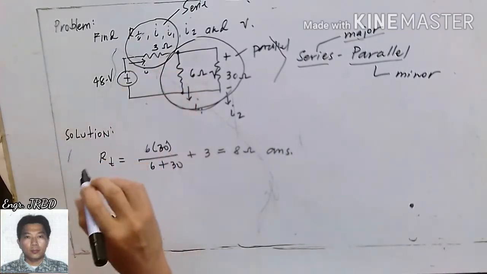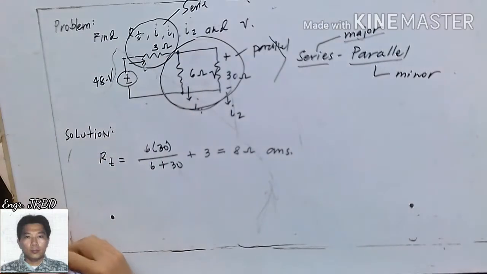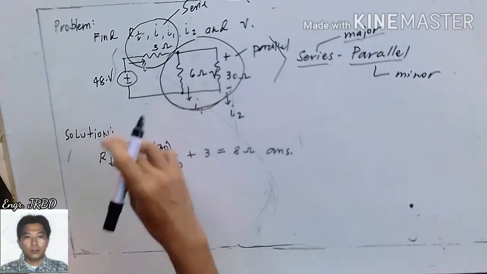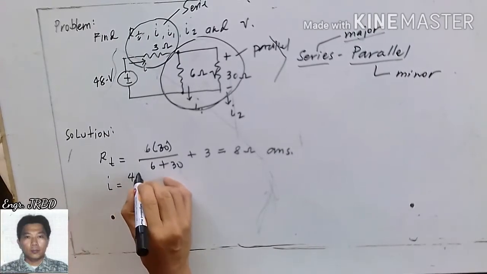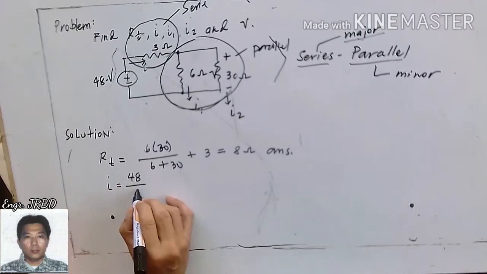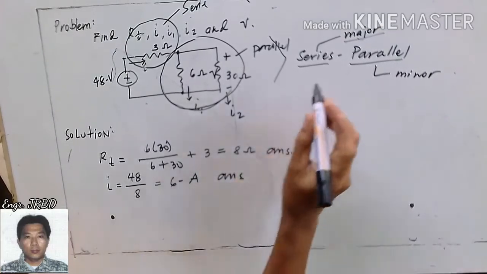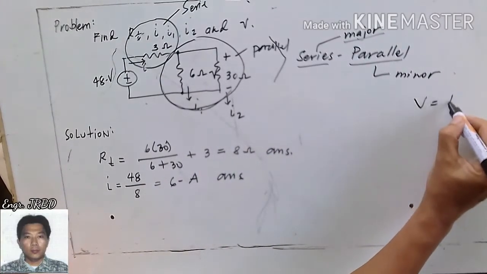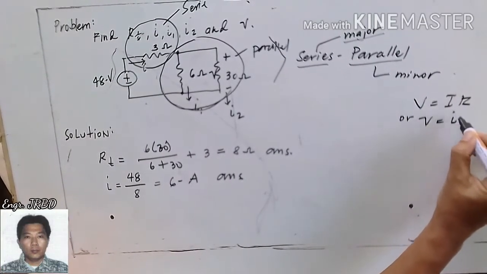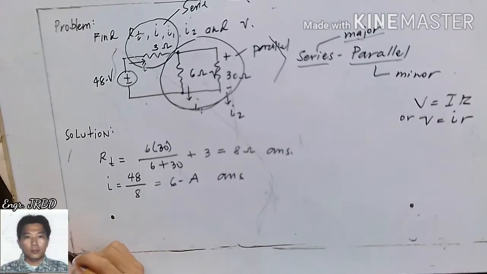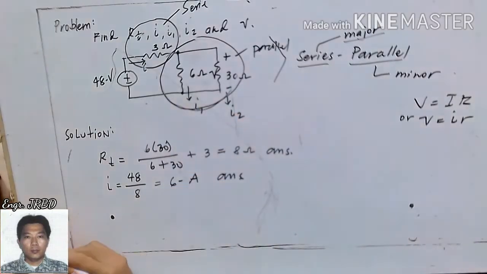Next is our I. The I that is given here is actually the total current being supplied by the source voltage, which is 48 volts. So you just have to make use of your Ohm's law. I is equivalent to V over R total, which is your 8 ohms, and that is 6 amperes. Ohm's law: V is I times R, or in terms of instantaneous values, v is i times R. Parehas lang yan.